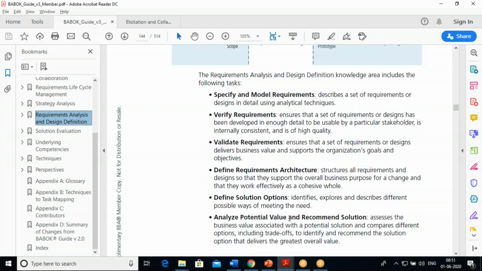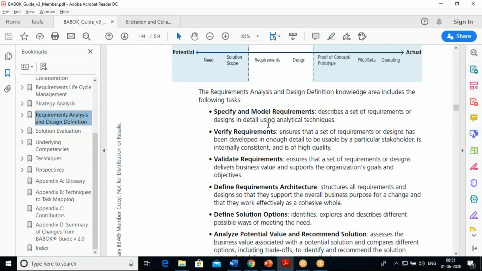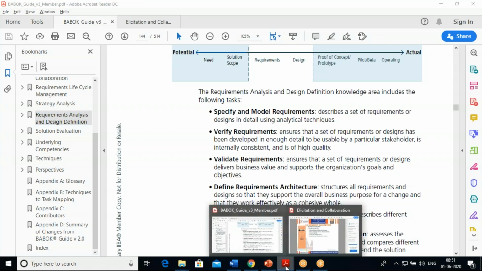So this is what exactly we are going to see in requirements analysis and design definition. This is what we are going to discuss. Fine, got it, clear on this?